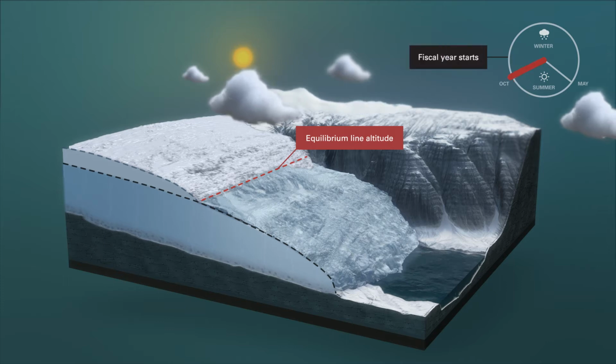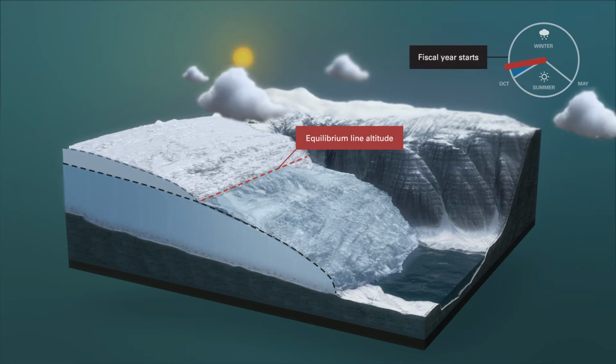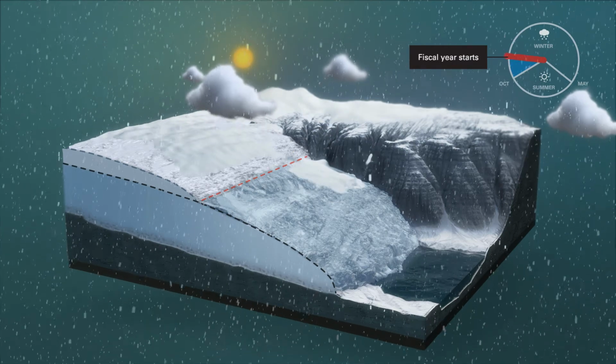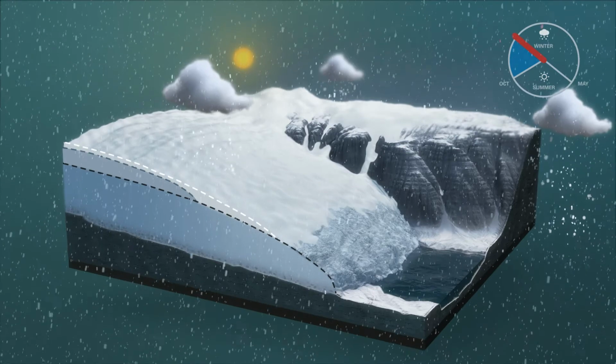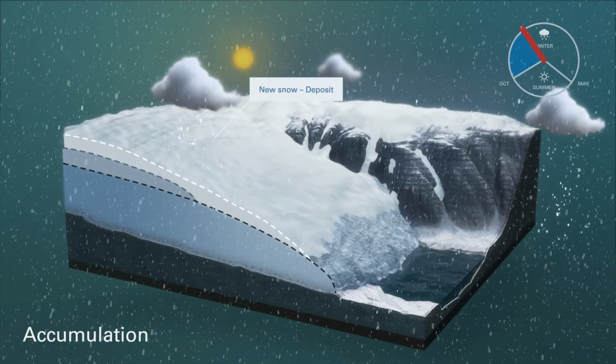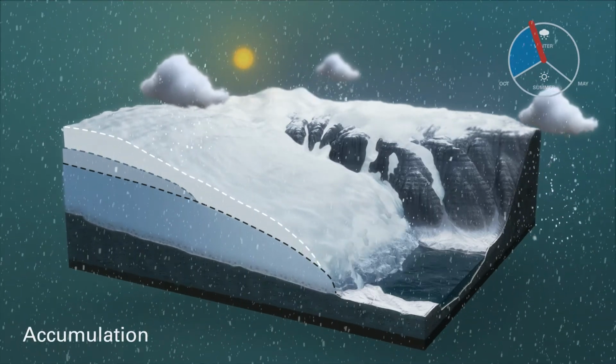The fiscal year or annual savings period for a glacier starts with the first autumn snow. The new snow cover can be thought of as a deposit. It's a new mass that accumulates on the whole glacier until the following spring.